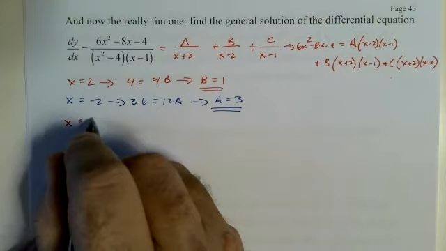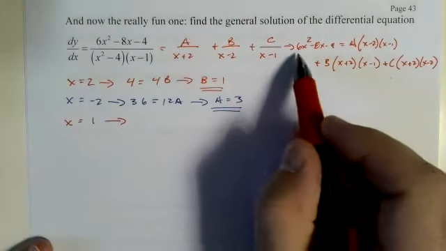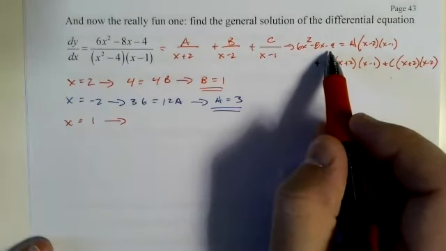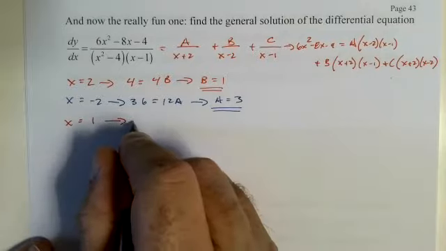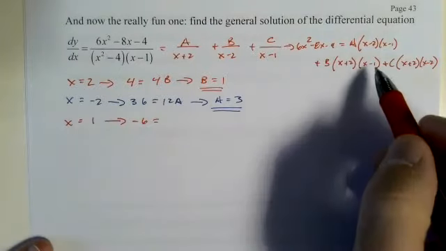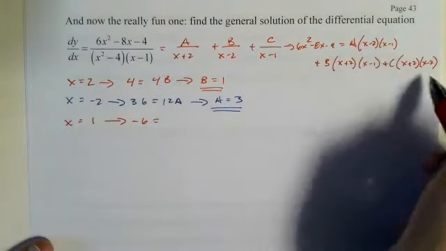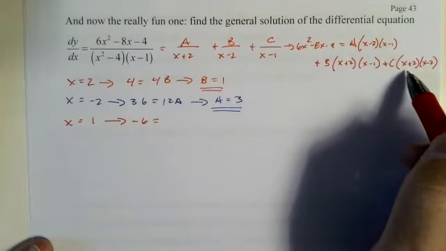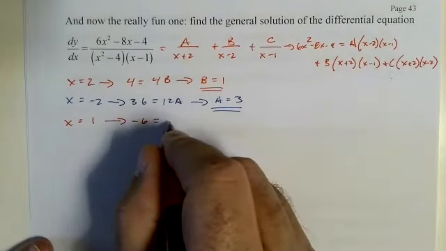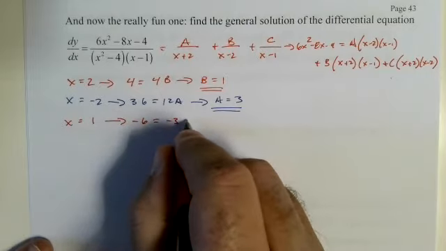x equals 1. That should be easy. 6 minus 8, negative 2 minus 4. Negative 6 equals 1 times negative 3c. 1 plus 2 is 3. Negative 3c.